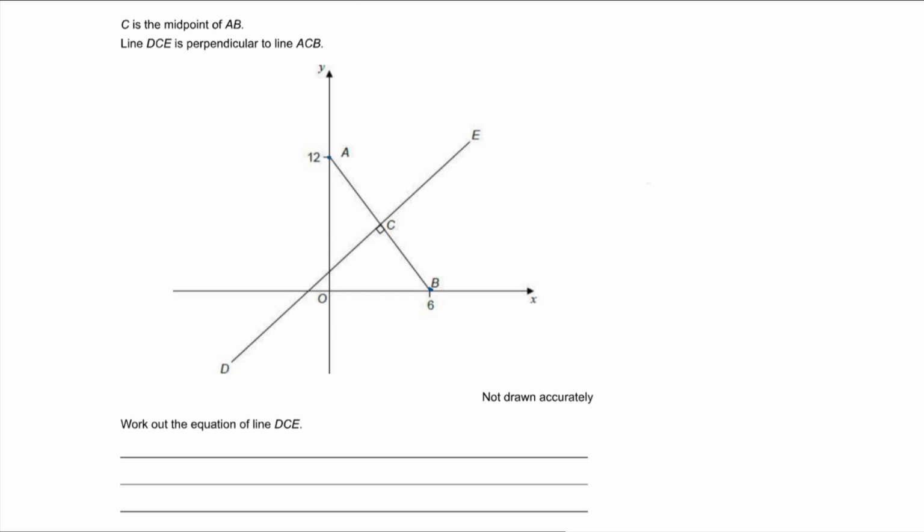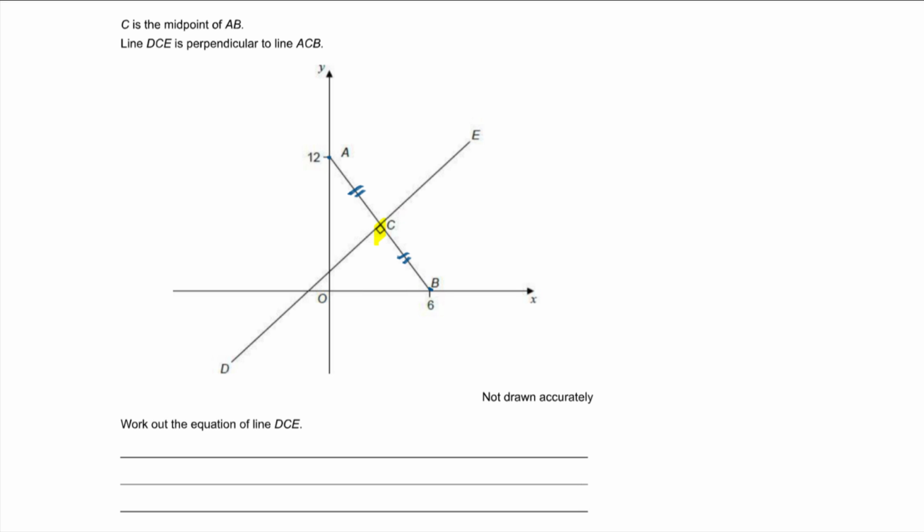C is the midpoint of AB. So C is the midpoint of AB, so that cuts that line exactly in half. I'm just going to draw that like that so I remember. And the line DCE is perpendicular to the line ACB. That's already been marked by that right angle there. So that's good. Okay. Work out the equation of the line DCE.